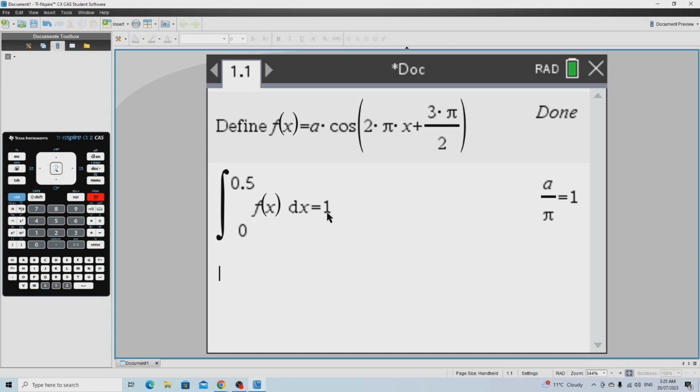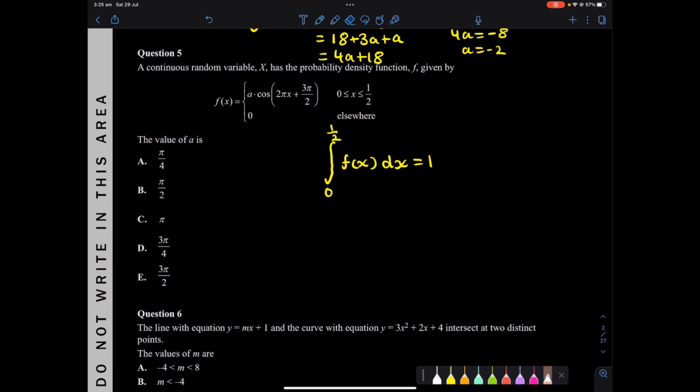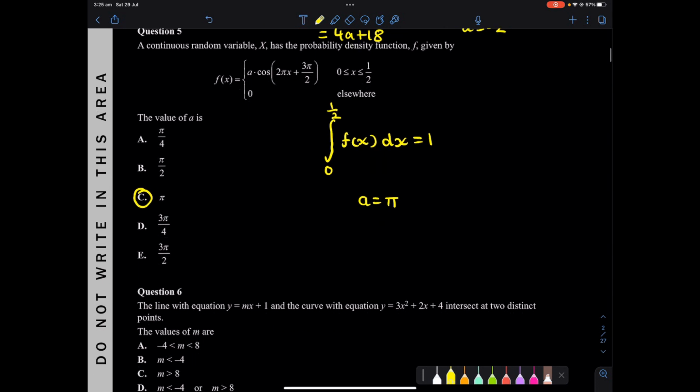Now, we don't even need to solve it by hand, but it should be equal to pi. So a is equal to pi. So your answer here is C. So question 5 is C.